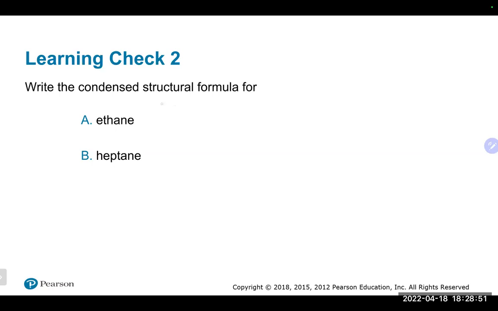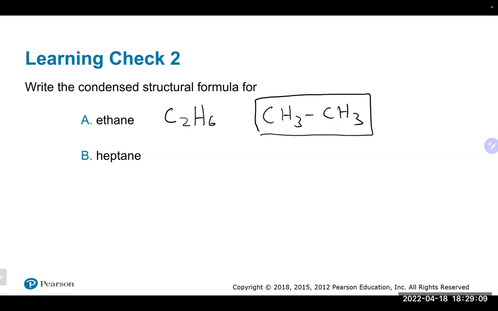So ethane, again, would be 2 carbons. So that is C2H6. And the condensed formula would be CH3 and CH3 would be our condensed formula here. Heptane is 7. So that would be C7.